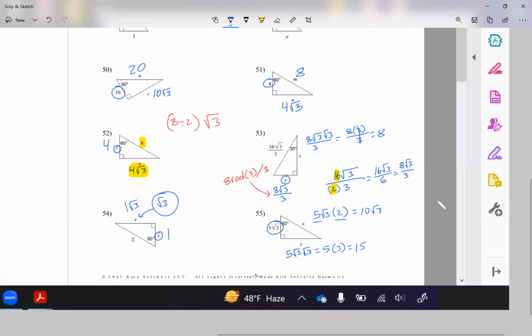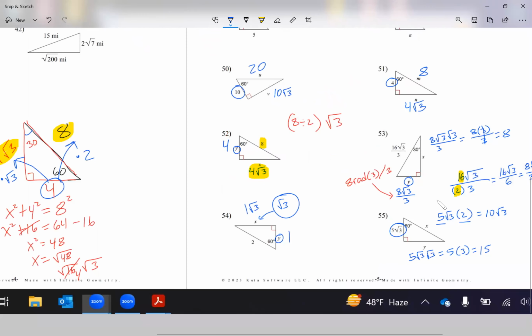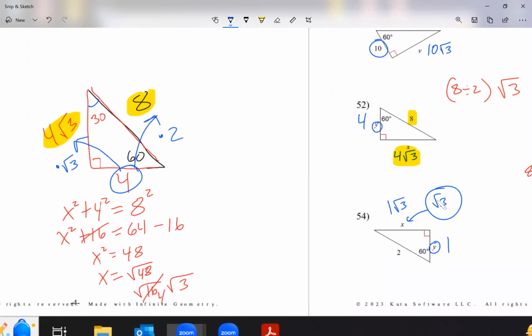Let me zoom out. Those are the formulas. If you forget the formulas, the Pythagorean theorem will help you solve.